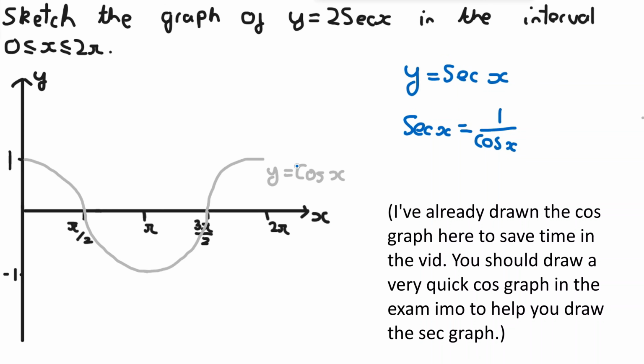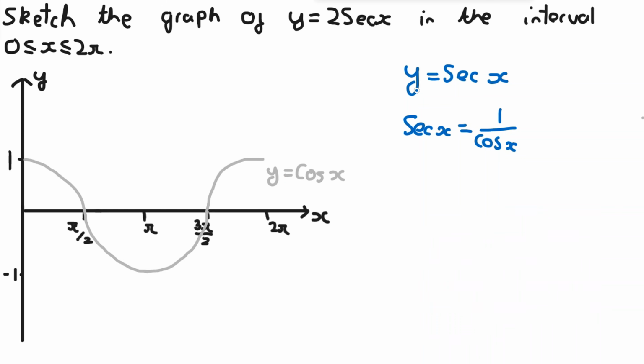So instead use a sketch of y is equal to cos of x in order to help you know where each point goes. So for y is equal to sec of x, remember it starts from 1 and then it comes up like this here, and it starts from here and then it comes down quickly like this, and then like this, and then this comes up really quickly like this here. And this is the graph of y is equal to sec of x.